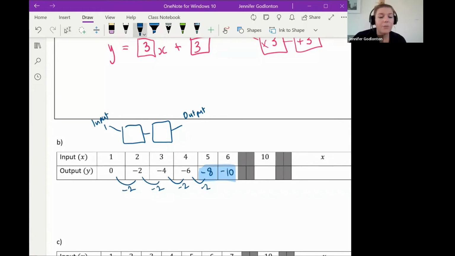We know that we are going to multiply it by our constant difference. We always are going to do that.